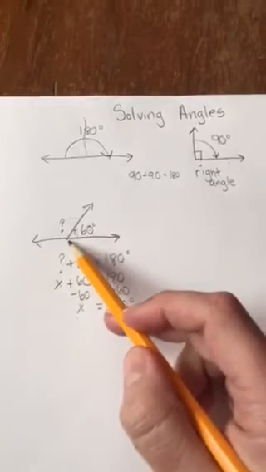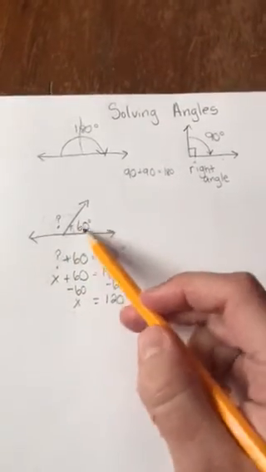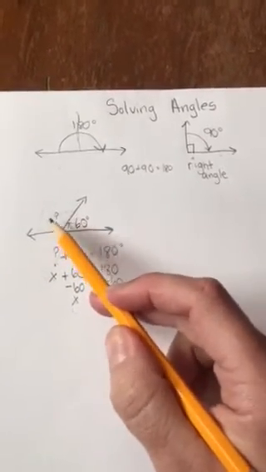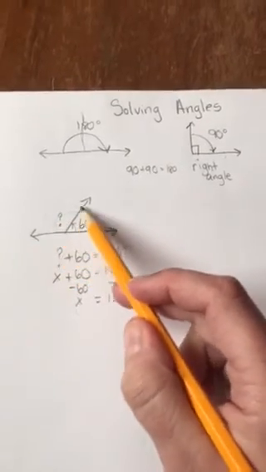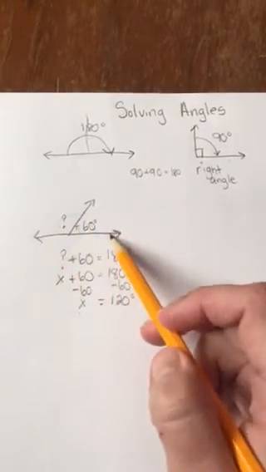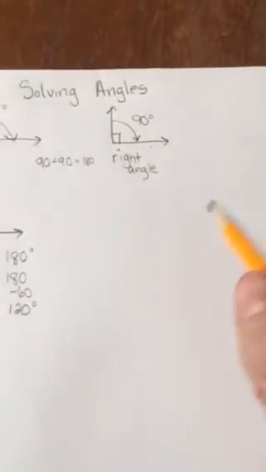So that's how you're going to solve those problems when you have a straight line and another line shooting out from it. I'm going to give you one angle, and you're going to have to determine that other angle based on knowing that this is 180 degrees. Okay? Here's the next one.